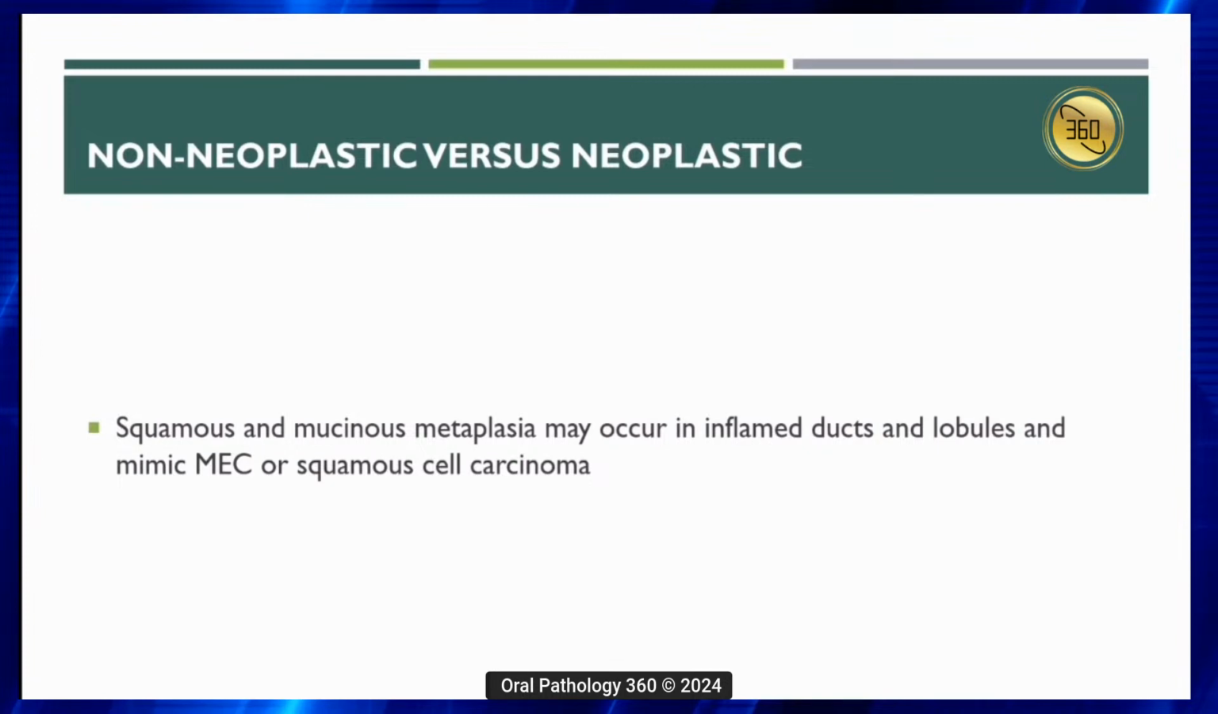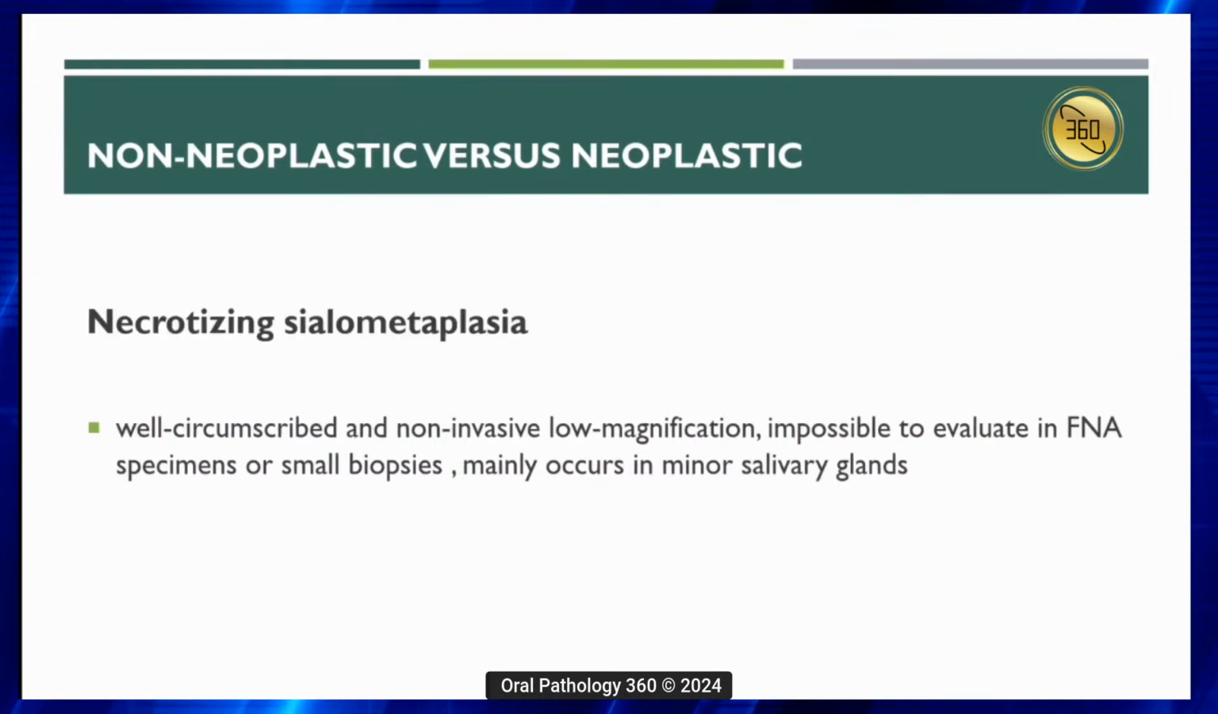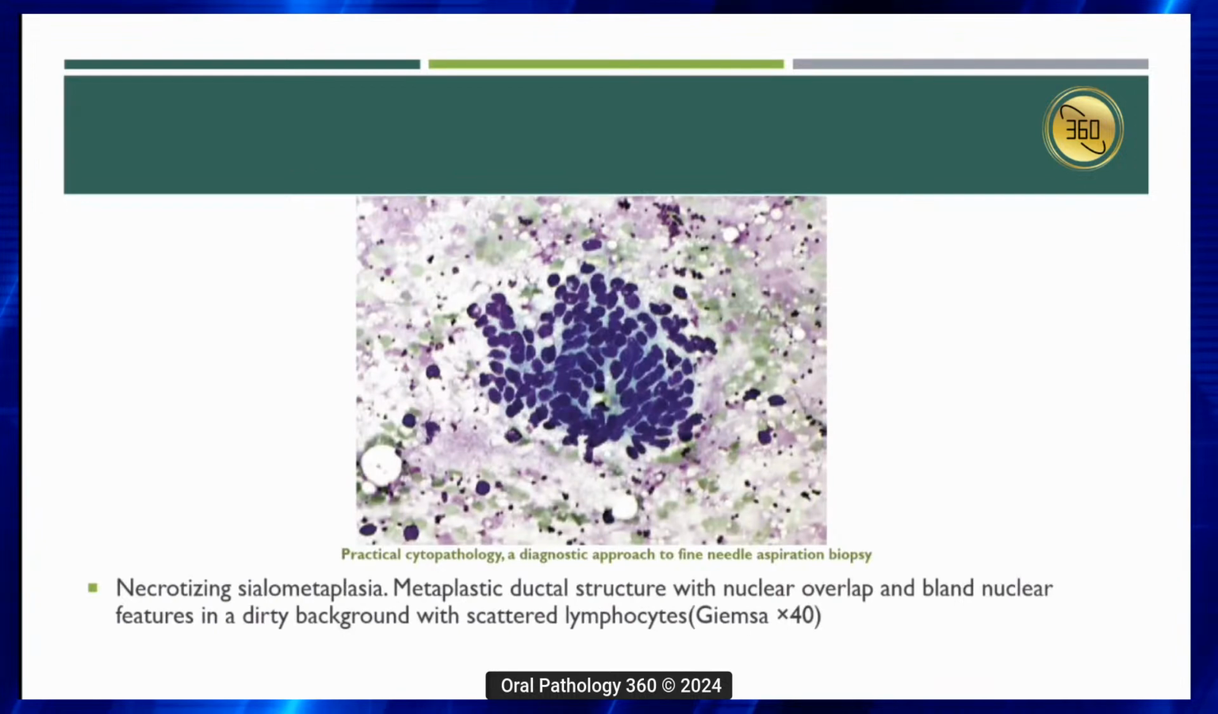Some non-neoplastic conditions can mimic malignancy. For example, squamous and mucinous metaplasia, which may occur in inflamed salivary gland, can mimic mucoepidermoid carcinoma or squamous cell carcinoma. Necrotizing sialometaplasia is one of the examples. This lesion can be distinguished from malignant neoplasm by its well-circumscribed and non-invasive appearance. However, it is almost impossible to evaluate in FNA or small biopsies. In this picture, you can see metaplastic ductal structures with nuclear overlap and a bland nuclear feature, which may be confused with malignant neoplasms.